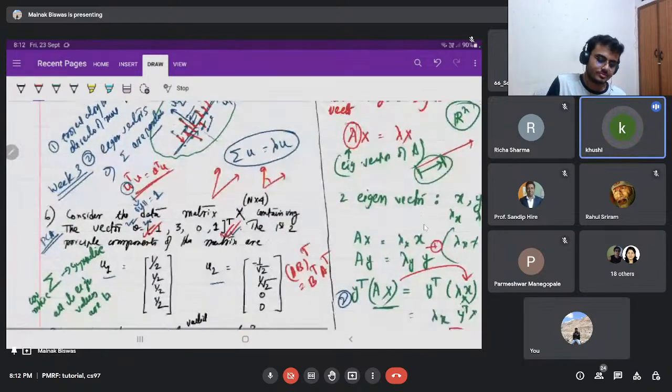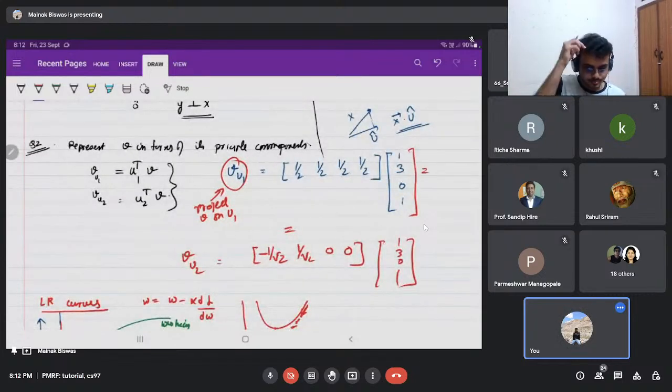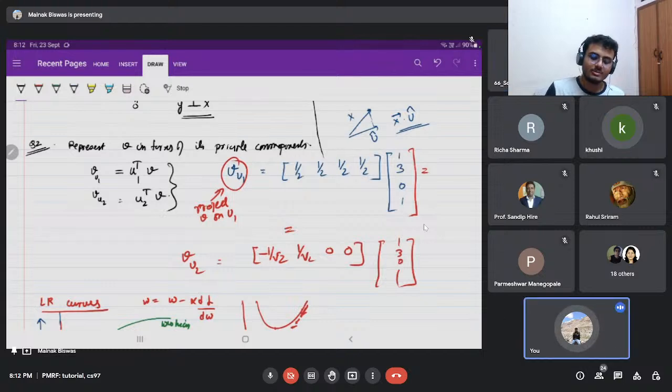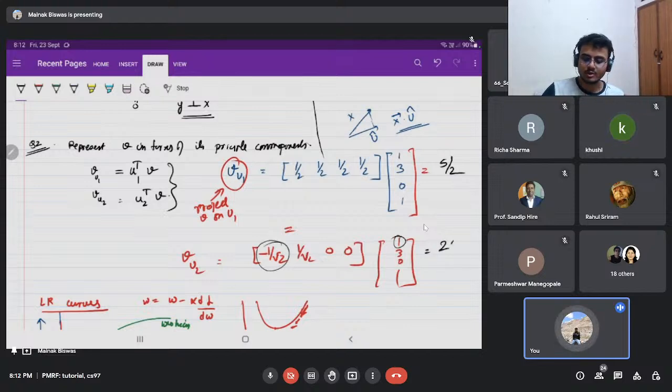5 by 2. The first one is 5 by 2. Let me see: 3 by 2, 4 by 2, 5 by 2. Good. And the second one is minus 2 by root 2. This term is negative, right? Yes, 2 by root 2 or 1 by root 2.